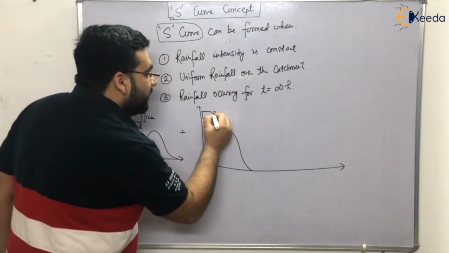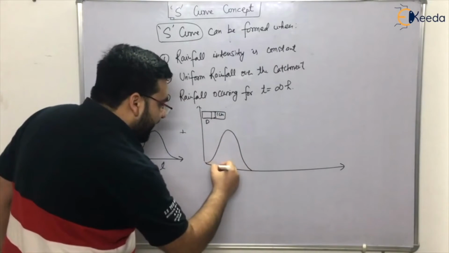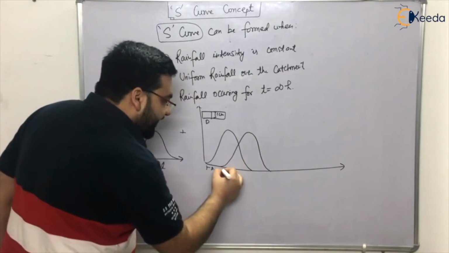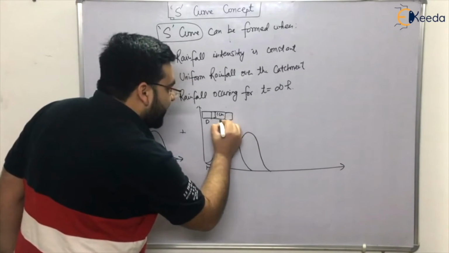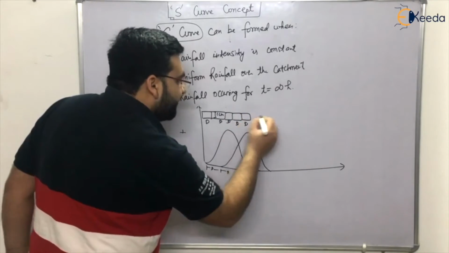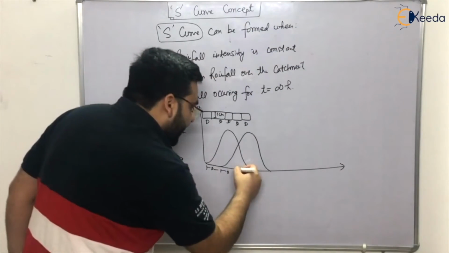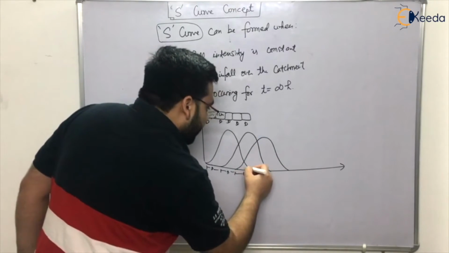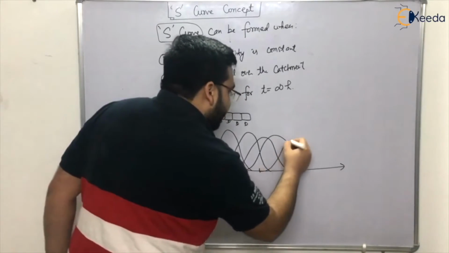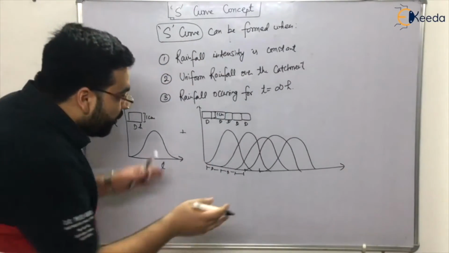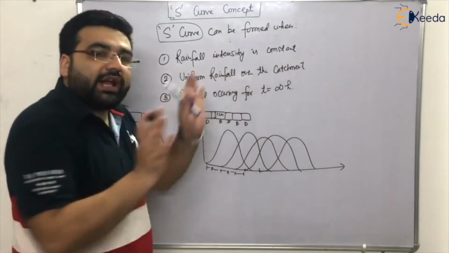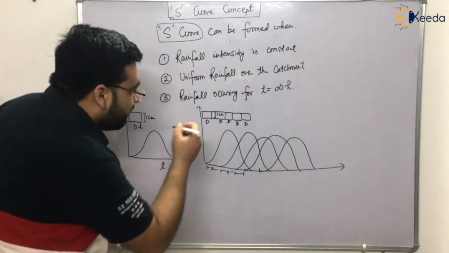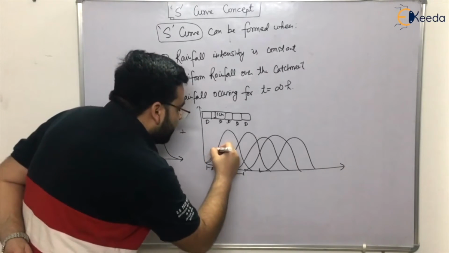Then again you have one more hydrograph delayed by D_R, again a hydrograph delayed by D_R, and so on, for an infinite number of time intervals. After every D_R, again a hydrograph. So if you superimpose all these hydrographs, you will be getting a curve like this.